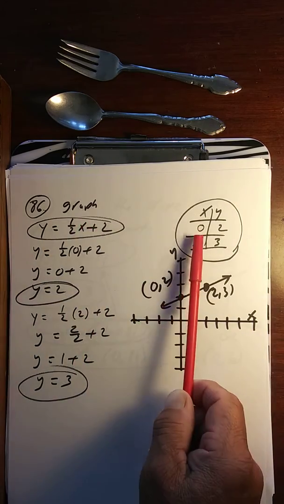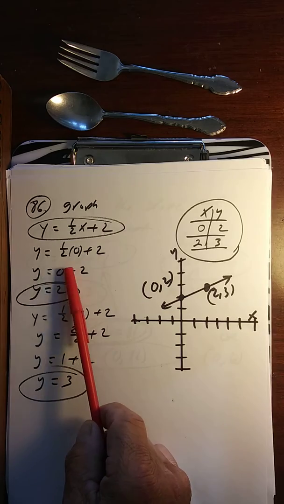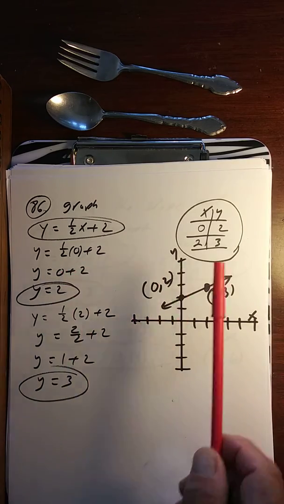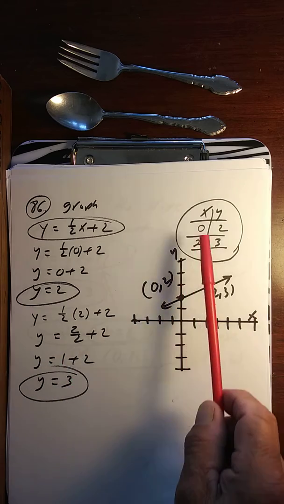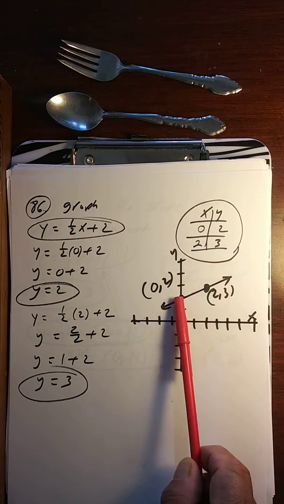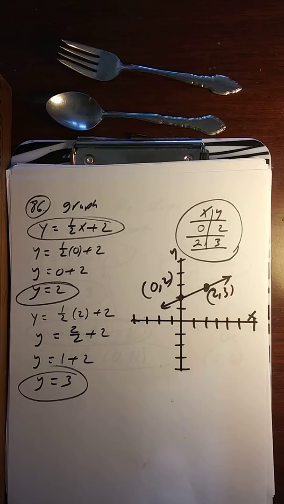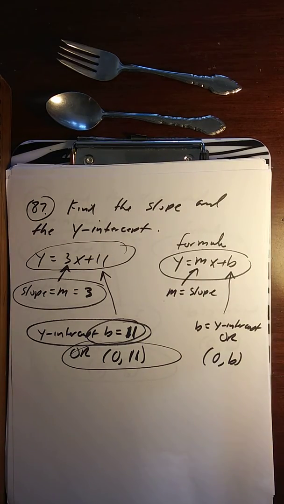1/2 x plus 2. Put a 0 in there. 0 times that is 0 plus 2 is 2. Put 2 in there. That's going to be 2 over 2, which is 1. 1 plus 2 is 3. So 0, 2, 2, 3. 0 and 2, and then 2 and up 3 spaces. Connect the dots.